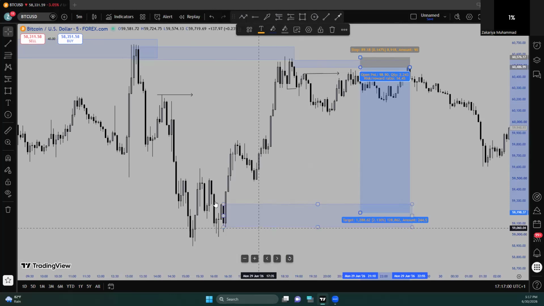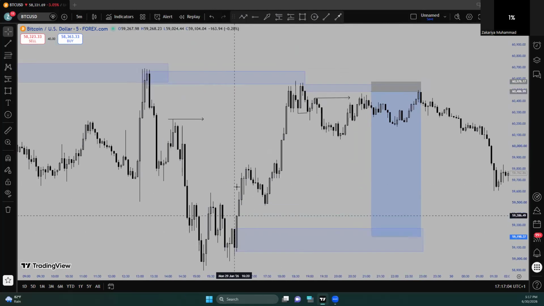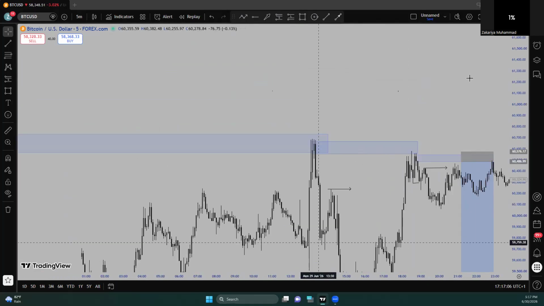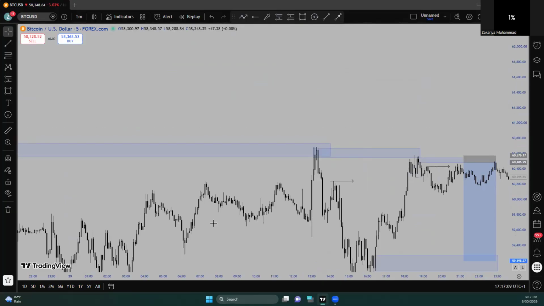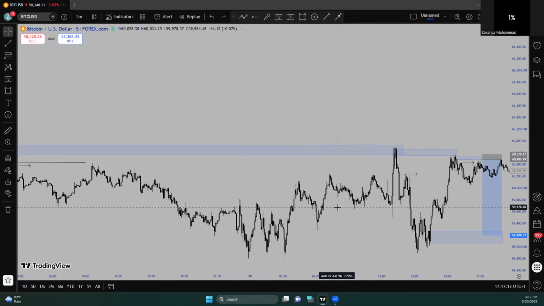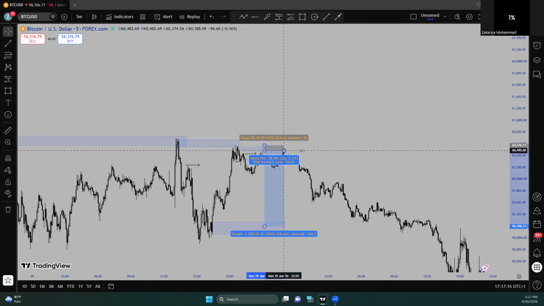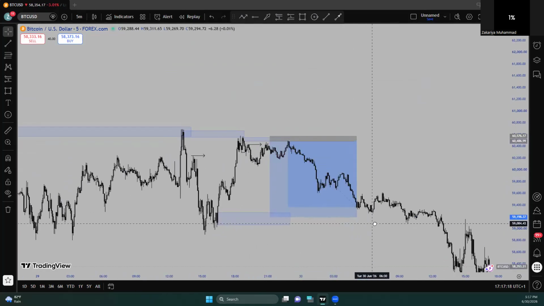Market might react from this zone because it breaks structure and gives you another liquidity. Market might react from this zone and then go back up, clear all of this liquidity over here, and then come back and start selling from this higher time frame 4-hour order block that is up there. So that's how I took this trade on BTCUSD.